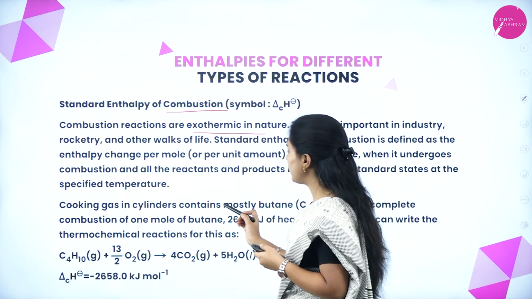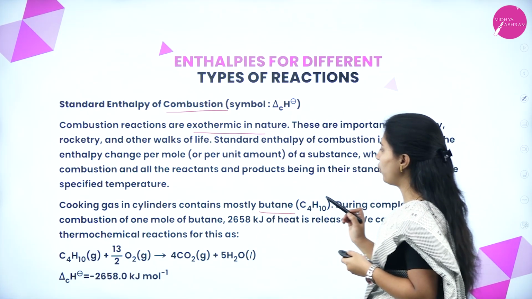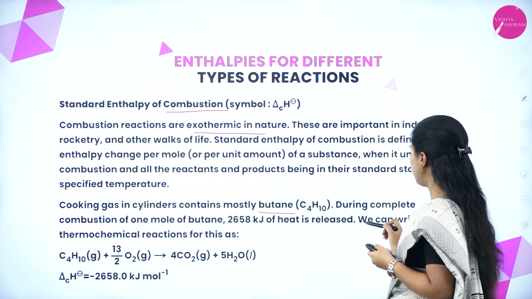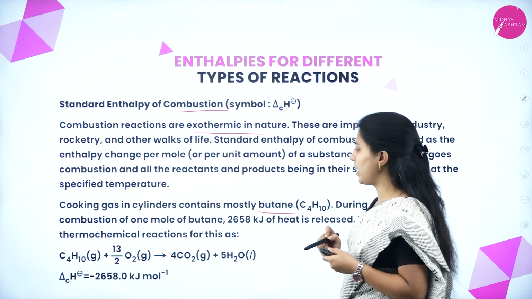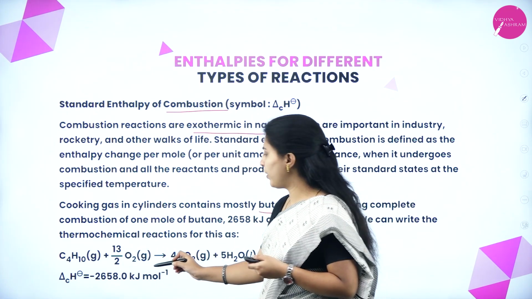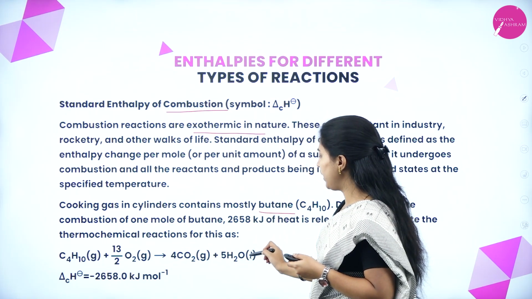Cooking gas in cylinders contains mostly butane. During complete combustion of 1 mole of butane, 2658 kilojoule of heat is released. We can write the thermochemical reaction of this. This is butane plus oxygen, 13 by 2 O2, and carbon dioxide will be liberated with water.